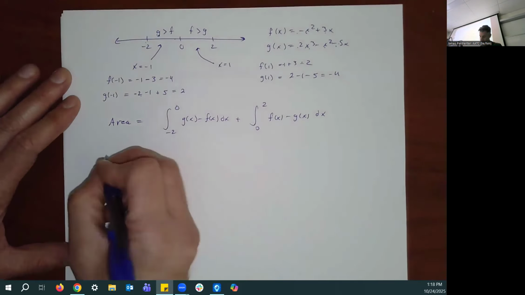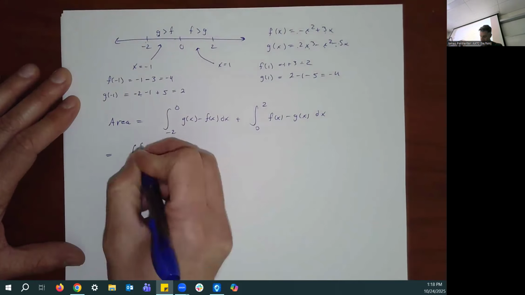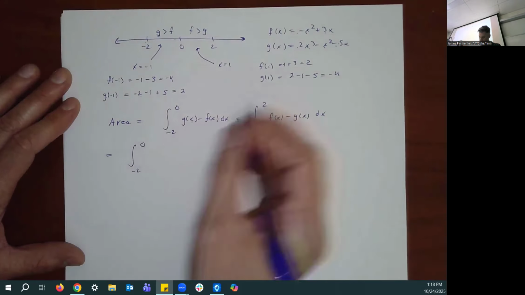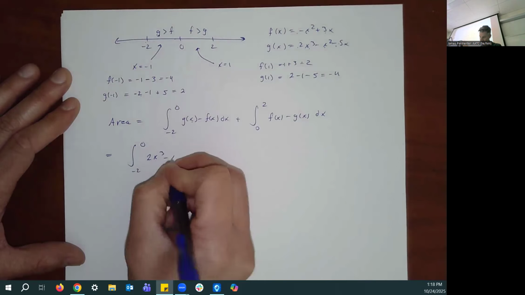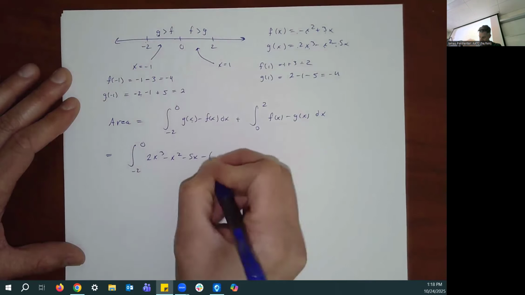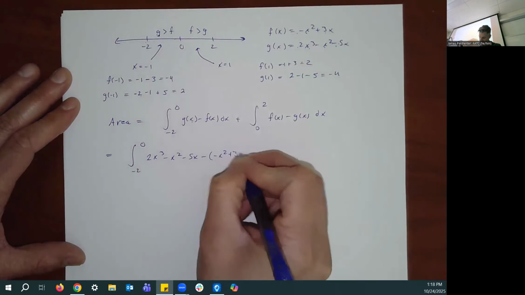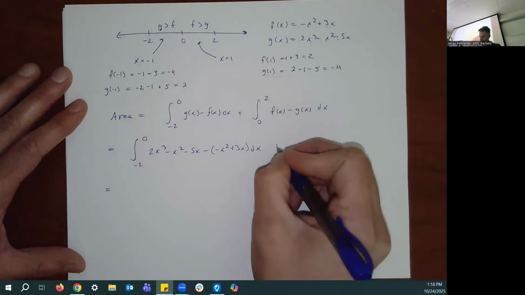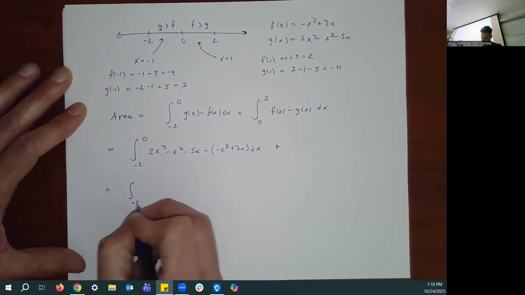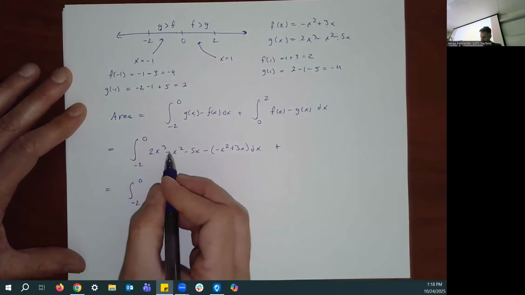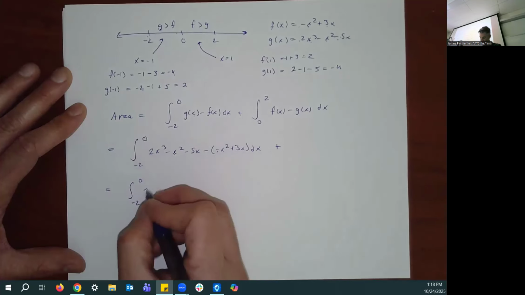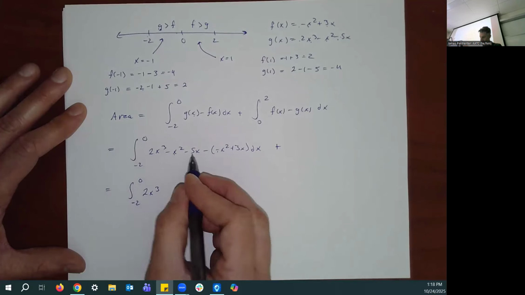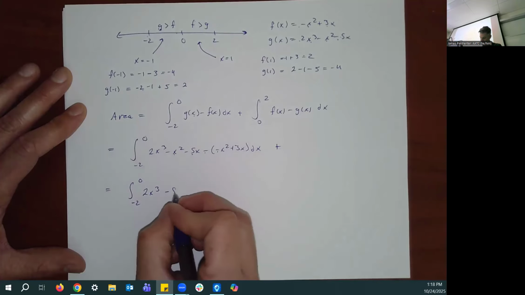So here, we have the integral from -2 to 0. Okay, g minus f is going to be 2x cubed minus x squared minus 5x minus -x squared plus 3x. Ugh, that's kind of terrible. Let's simplify that before we write the next one over here, because we're going to see something. So we got 2x cubed minus x squared plus x squared. Those are going to cancel. And minus 5x minus 3x is -8x.